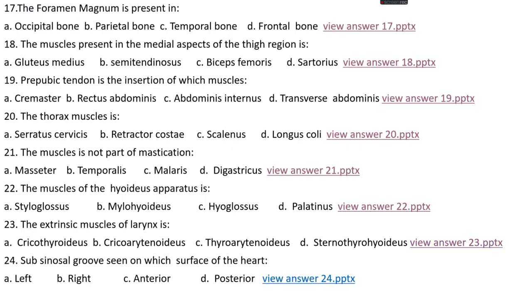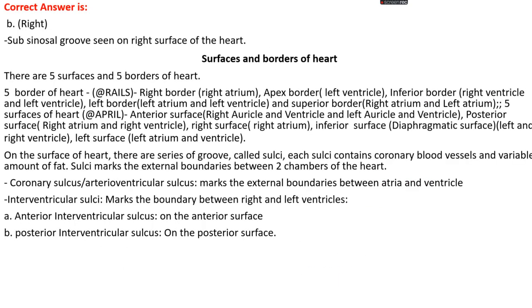Question number 24. Subsinuosal groove is seen on which surface of the heart? Option A, left. Option B, right. Option C, anterior. Option D, posterior. The right answer is option B, right. The subsinuosal groove is seen on the right surface of the heart. Let's see some surfaces and borders of the heart. We find that there are 5 surfaces and 5 borders of the heart.